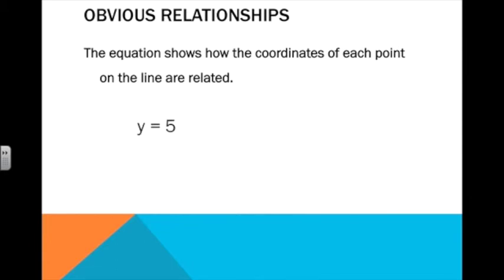Another example is y equals 5. In this case, all the points have to have a y coordinate of 5. So we can use any point we want as long as its y coordinate is 5. So here I chose the points (2, 5) and (6, 5) and drew the horizontal line through them. But not every linear equation shows such an obvious relationship as these 4 do.